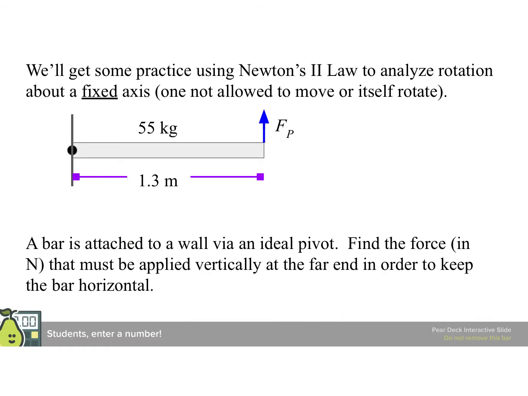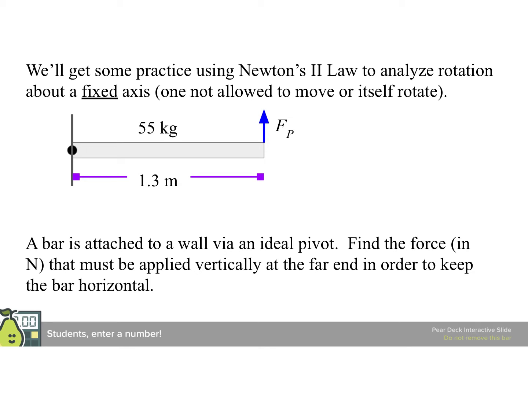We'll get some practice using Newton's second law to analyze rotation around a fixed axis, that is, one which is not allowed to move or itself rotate. At the level of this class, we do not allow the axis to rotate ever. It introduces a lot of complications mathematically, and while it does lead to some interesting physics, the output is probably not worth the input of work we'd have to do. So we'll let only the axis not be able to rotate.